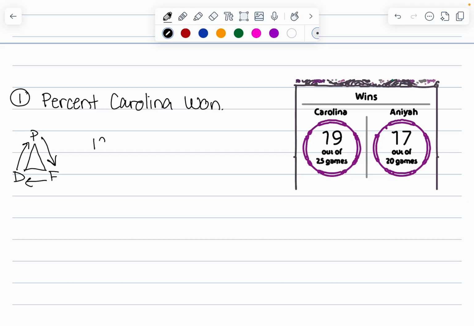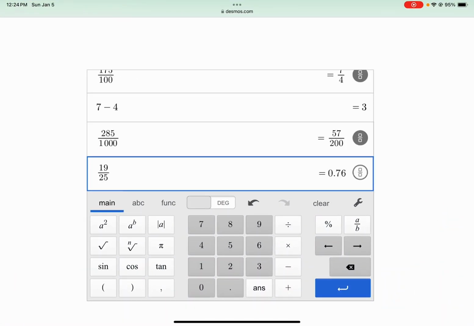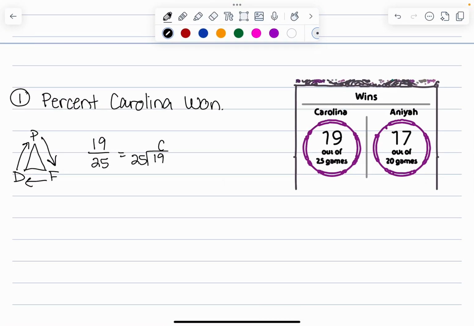So I have 19 out of 25. To turn it into a decimal, I would divide. I can do it by hand, where the 19 would go inside and the 25 would go outside. You also can throw it straight in your calculator. So we have 19 divided by 25, and I get 0.76. Okay, so now for my conversion to turn a decimal into percent, I multiply by 100. So I'm going to do times 100, which shifts that decimal point 2 place values to the right. And then I put my percent symbol on there. So this would be 76%.